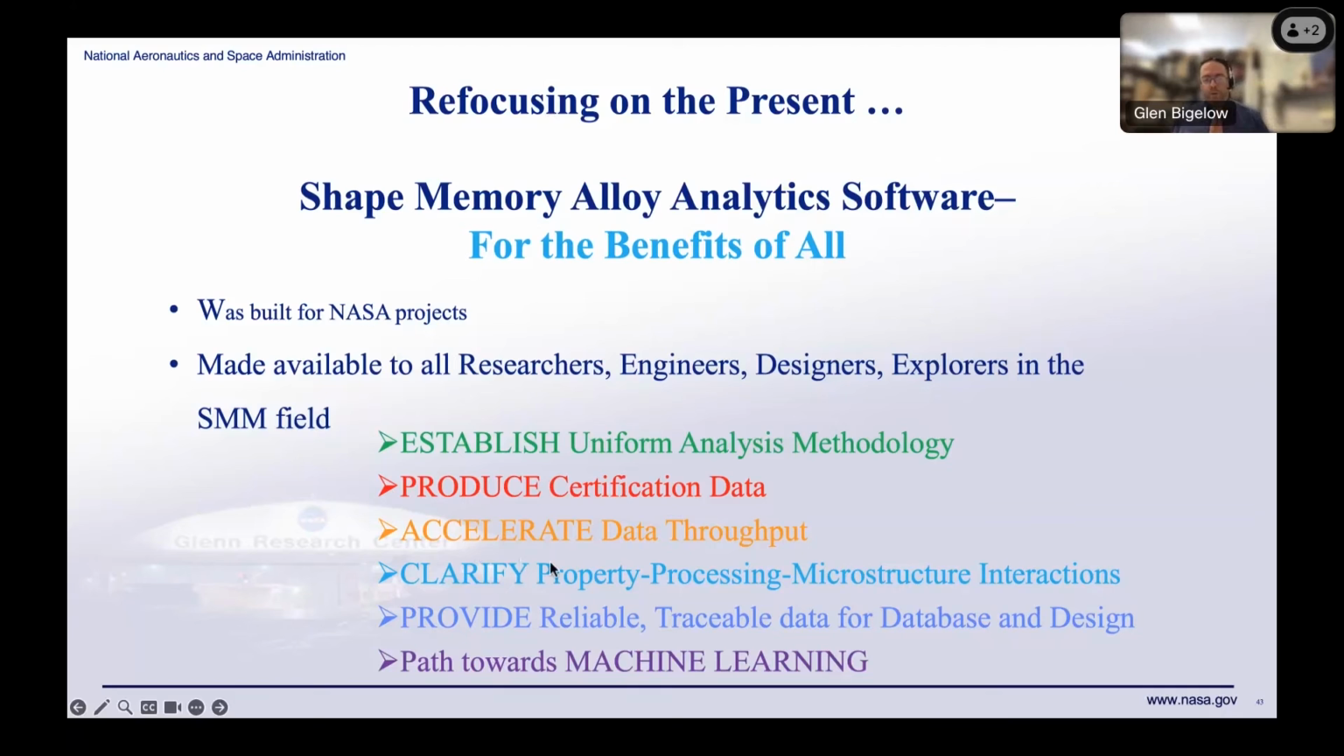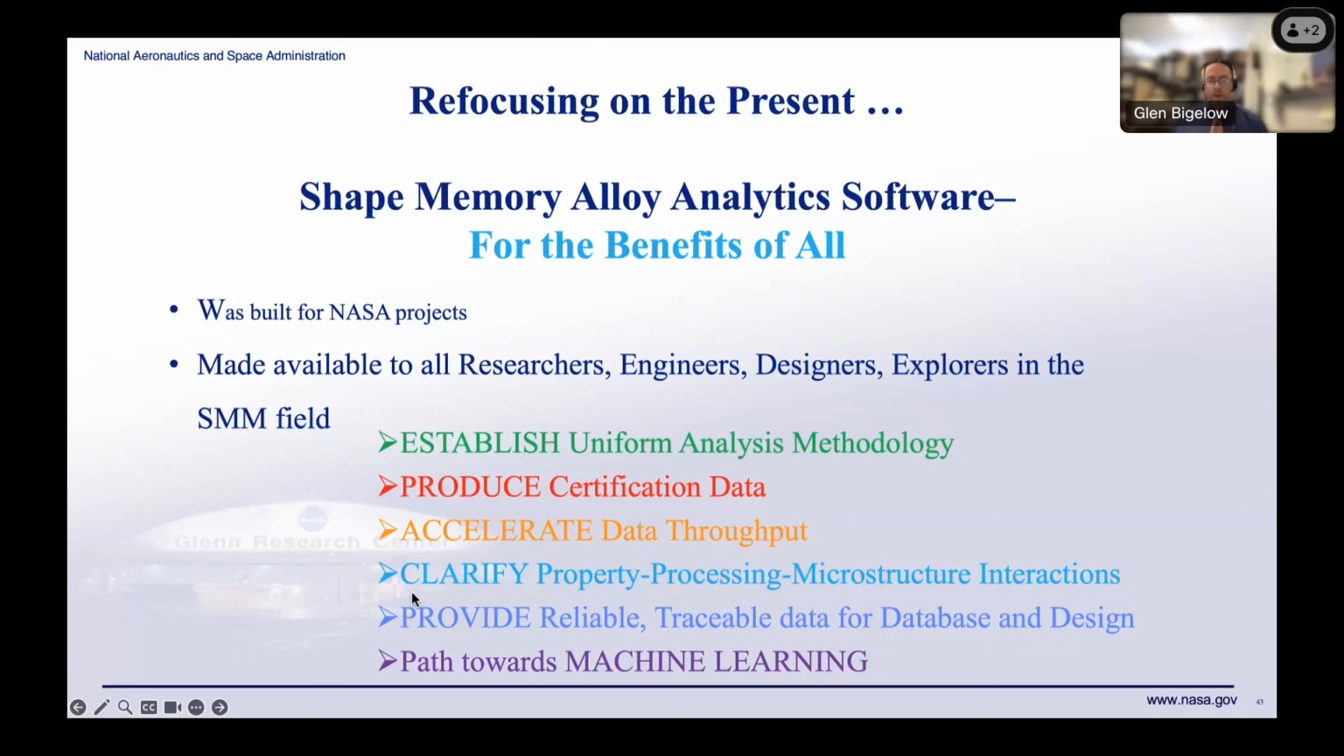We want to be able to accelerate data throughput. Like I said, if I had to manually analyze 1,000 cycles, either it's going to take me multiple days, or I'm going to have to say, okay, well, I'll pick the first cycle, the 100th cycle, and the 1,000th cycle, and then I don't get all the data out that I could possibly get out of that.